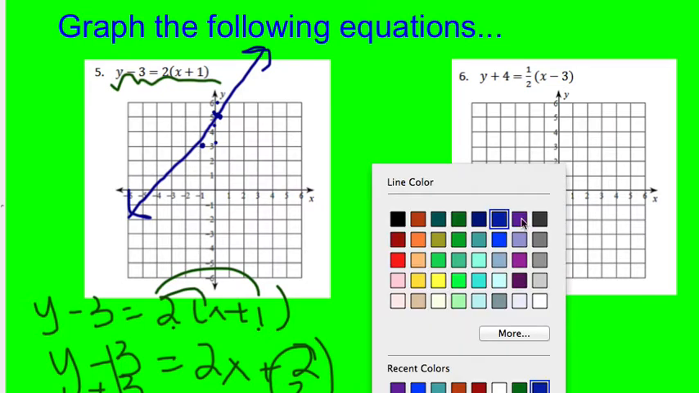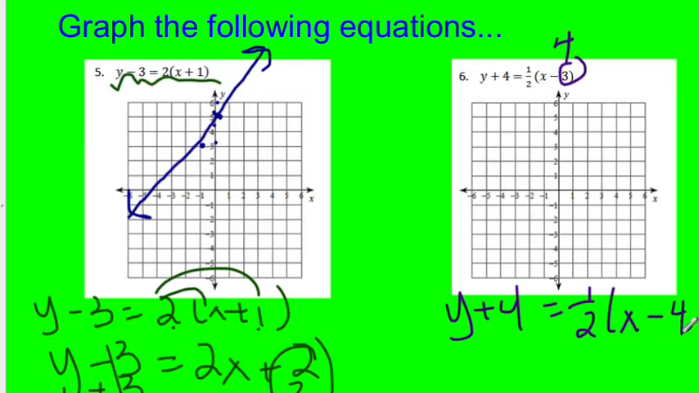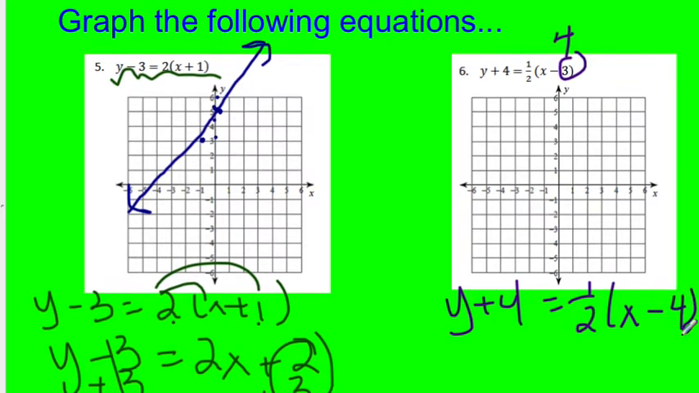Let's take a look at number 6. That's going to make us do a little bit more difficult solving. So the first thing I want to do to solve that, so I have y plus 4 is equal to 1/2 times x minus, and to make this a little bit easier on ourselves, I want everybody to change that to a 4. Let's change that to a 4 to make it a little bit simpler on us.